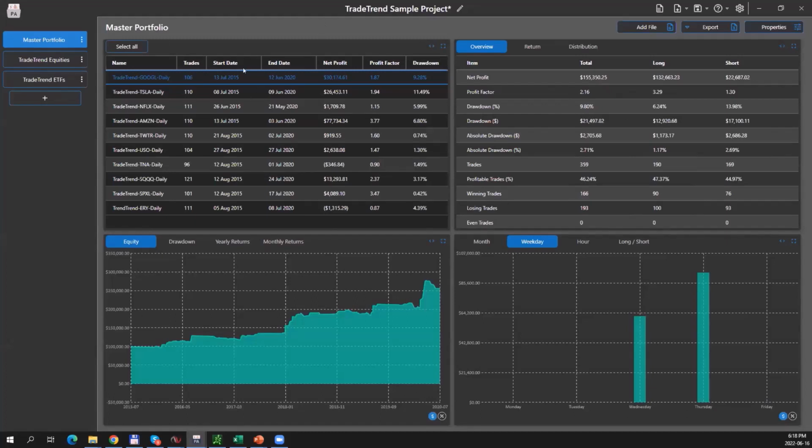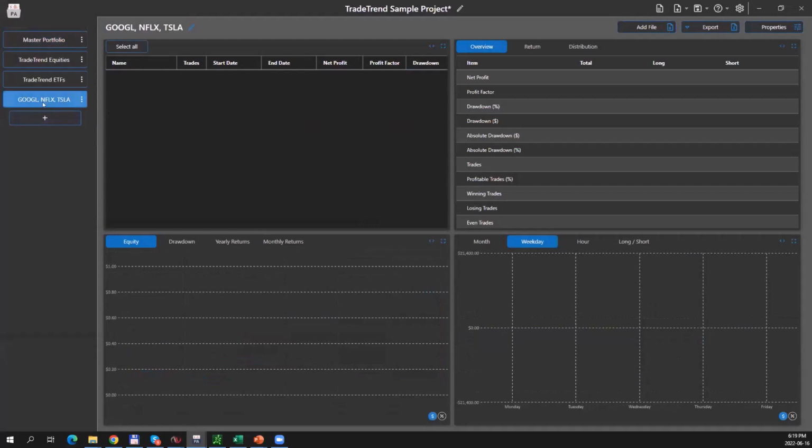We can subdivide our master portfolio into sub portfolios. For example, maybe I'm only interested to see how Google, Tesla, and Netflix, all these three together would have performed. And I don't really care about the other ones. Well, very easy. All I need to do is to create a new sub portfolio here by clicking on the plus sign. It creates new portfolio four. I can rename it. I call it Google, Netflix, and Tesla. Maybe not the nicest name, but now we have the sub portfolio.